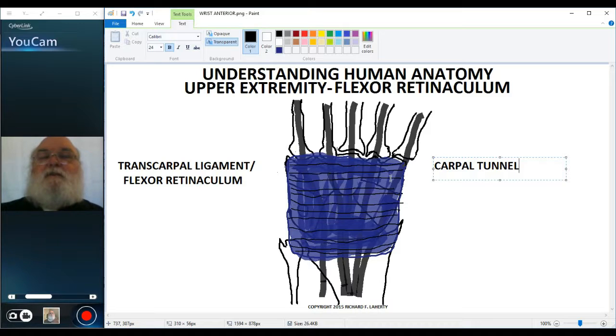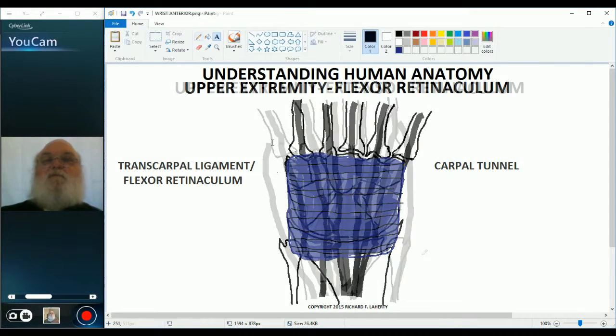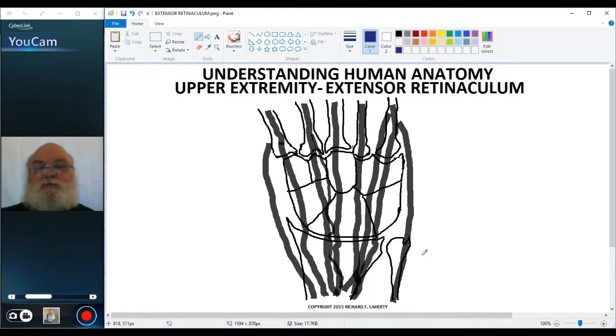Now, there's a retinaculum on the extensor side as well, and we'll look at that in the next slide. On this slide, what I've done is pronate the hand, turn it 180 degrees. So we're still looking at a diagram of the right hand and wrist, but now lateral is on the left side instead of the right side. When you're trying to tell the difference between medial and lateral, the head of the ulna is always going to be the medial side, and the styloid process of the radius is always going to be the lateral side.